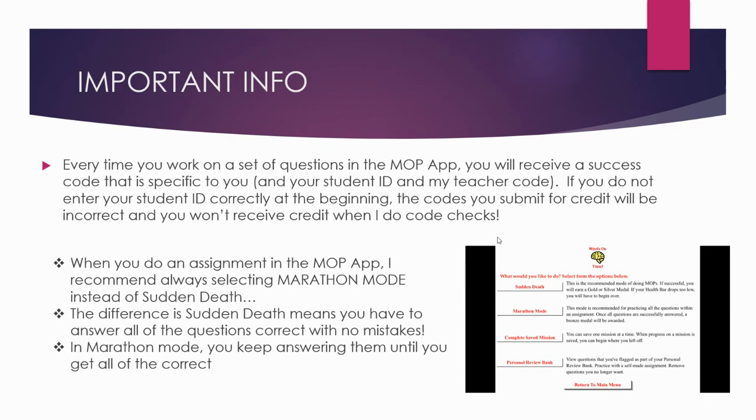So every time you work on a set of questions in the MOP app, you're going to receive what is called a success code, and that is specific to you, and it uses your student ID and my teacher code. So if you don't enter your ID correctly here at the very beginning, the code you submit for credit will be incorrect and you won't receive credit when I do code checks. This has been an issue in the past, and they look like random letters and numbers, but they really aren't. So you want to be sure that you've entered things correctly at the very beginning. And I will talk about these details again later on.